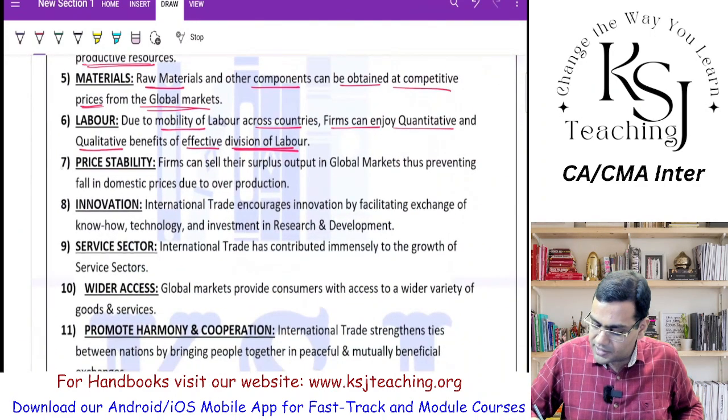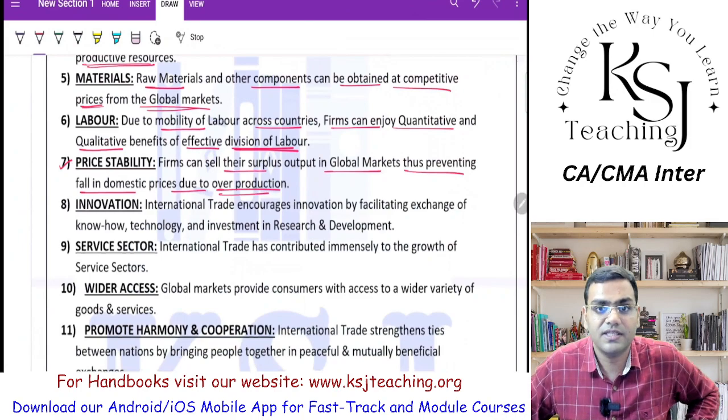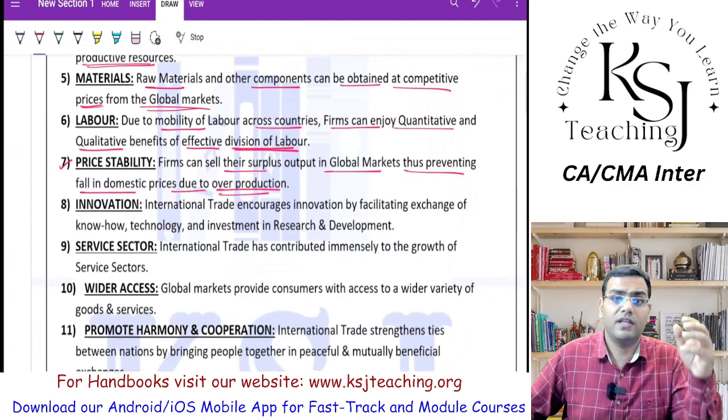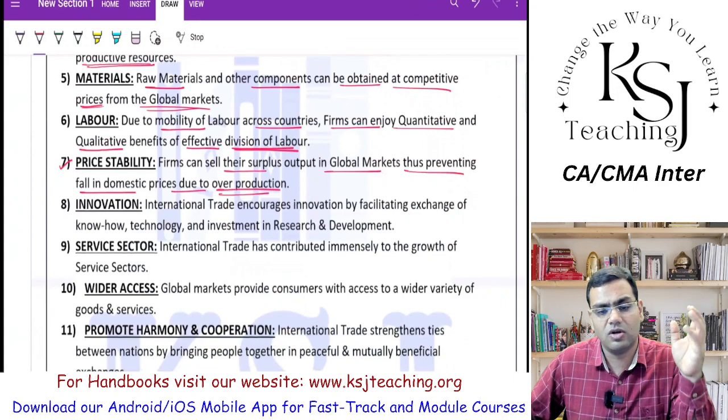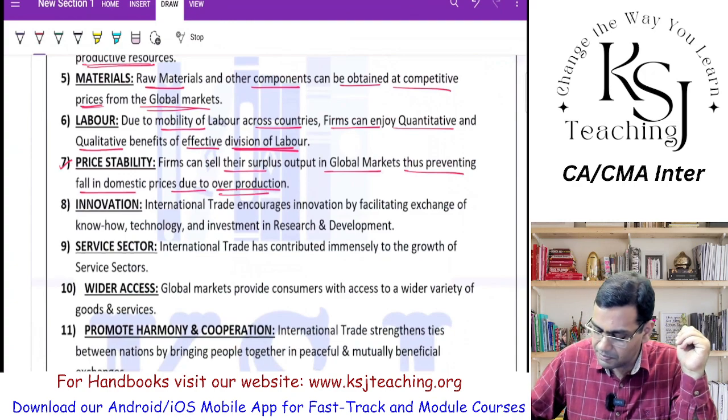After that, price stability. The firms can sell their surplus output in the global market, thus preventing the fall in domestic prices due to overproduction. So if there is any overproduction, they can sell it in the global markets, right, leading to price stabilization. Otherwise, what will happen, sir? If the domestic manufacturer had lots of product but there was no demand for it, they could not sell it, then what will happen? They have the overproduction. They will have to drop their prices so that they can clear that stock, right? And if they have access to the global market, they can sell it there and recover their cost. Simple.